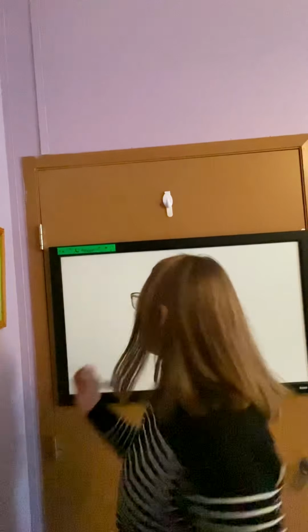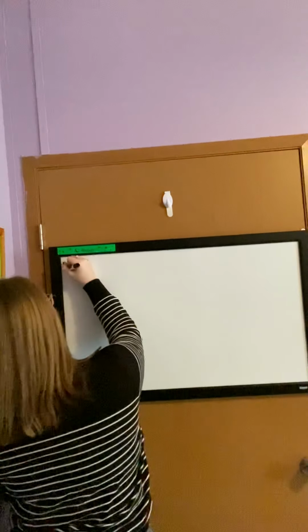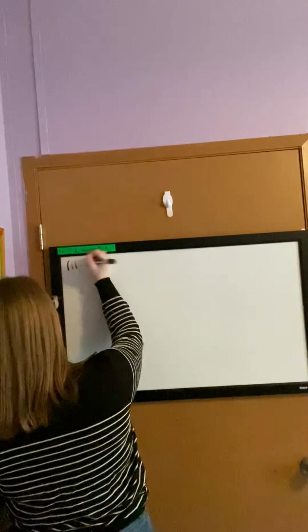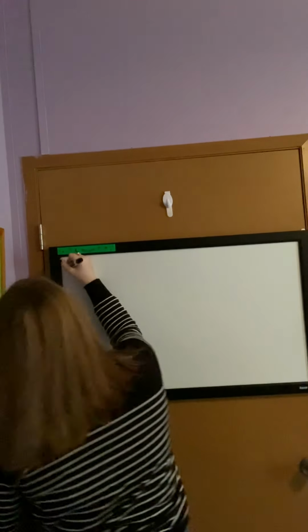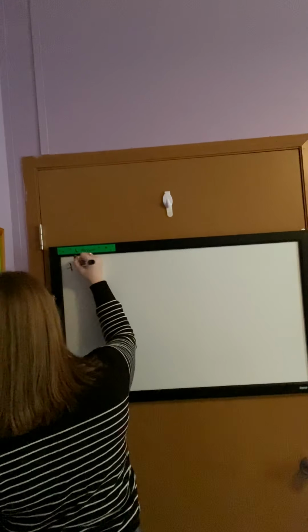Okay, so next we have aluminum chloride. So aluminum chloride looks like this. Sorry, just give me 1 second. I didn't dry it enough. Okay, so it looks like AlCl3.